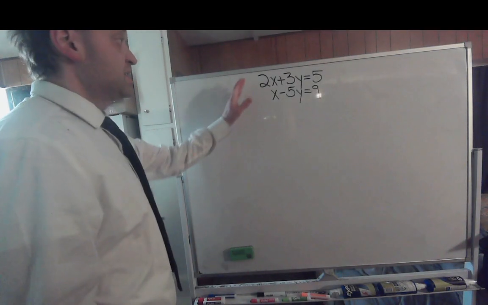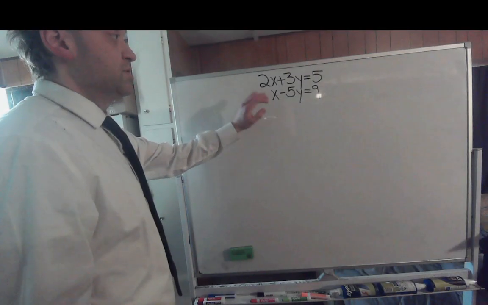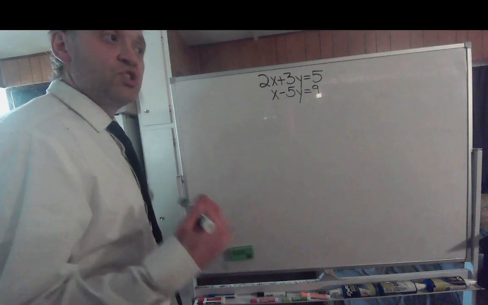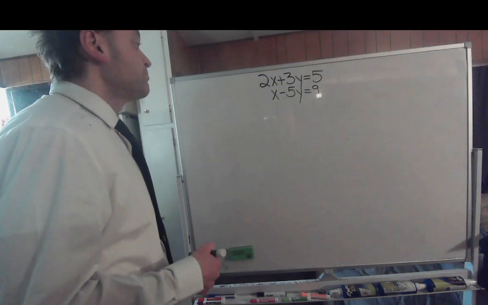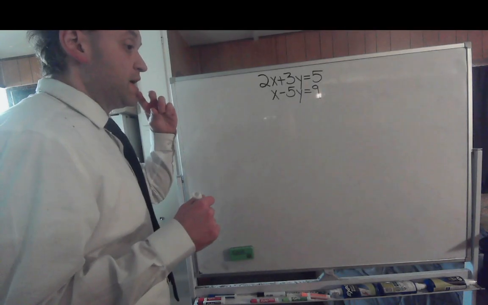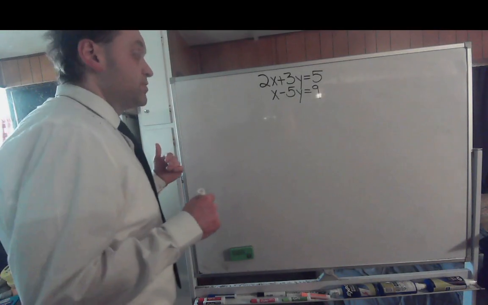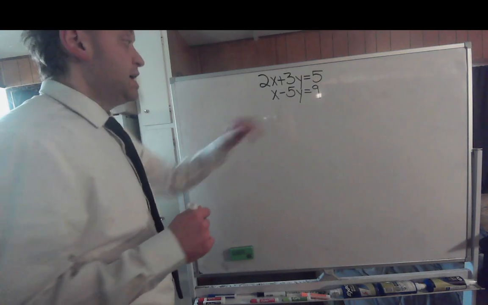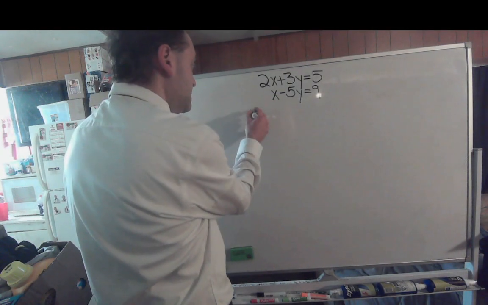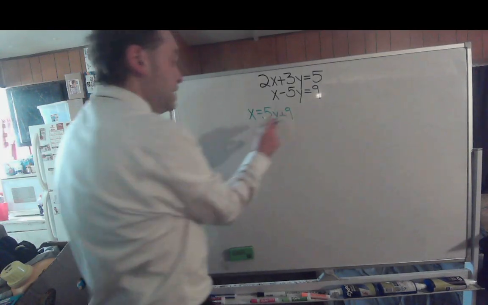So here you have the system 2x plus 3y equals 5, and then x minus 5y equals 9. The idea of solving the system of equations is to figure out where these two lines intersect. Well, you can substitute one of the variables in for the other in one of the equations. If we look at x minus 5y equals 9, doesn't it almost look like we could put x by itself on the one side and set it equal to 5y plus 9? We can actually do that.